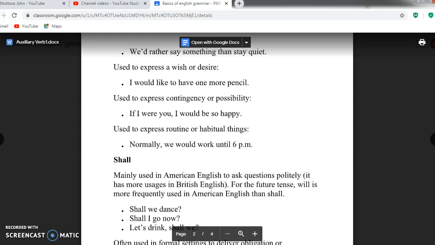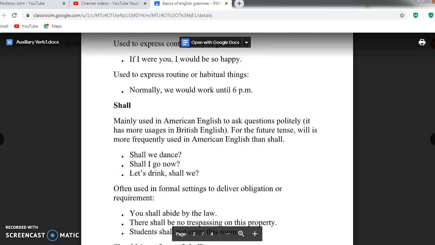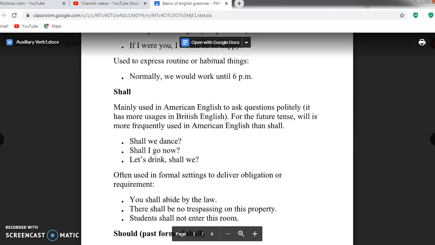Would is used to express routine or habitual things. Normally we would work until 6 p.m. That's about will and would. Next about shall.